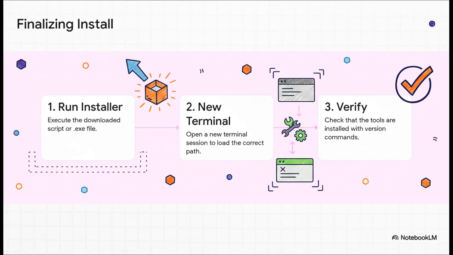Okay, so whether you use the command line or the Windows installer, once it's finished, there are a couple of quick things left to do. And this first one is super important. You have to close whatever terminal window you have open and open a brand new one. This lets your system recognize where Rust was installed. After you've done that, we're ready for a final verification.